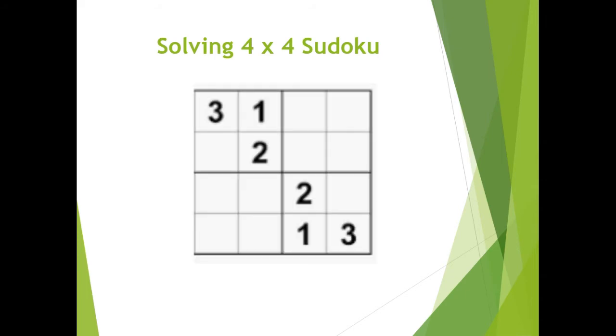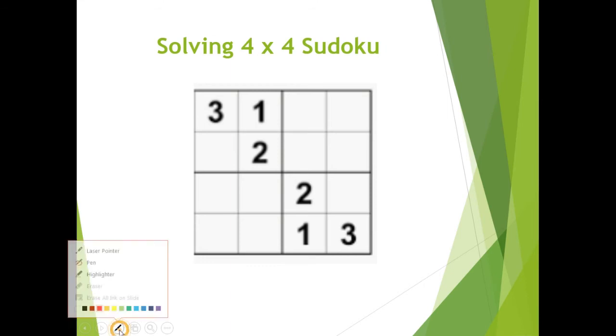This is an example given of 4 by 4 Sudoku. Here you can see we are having 4 rows, 1, 2, 3, 4, 4 columns, 1, 2, 3, 4. Similarly 4 boxes, 1, 2, 3, and 4. Some numbers are already pre-filled here. It is already written there. They are fixed. We can't change them. 3, 1, 2, 2, 1, 3. Okay, so now what we have to do?